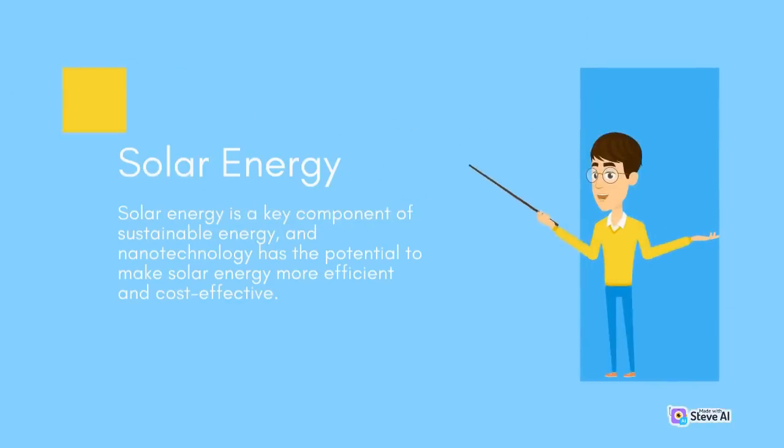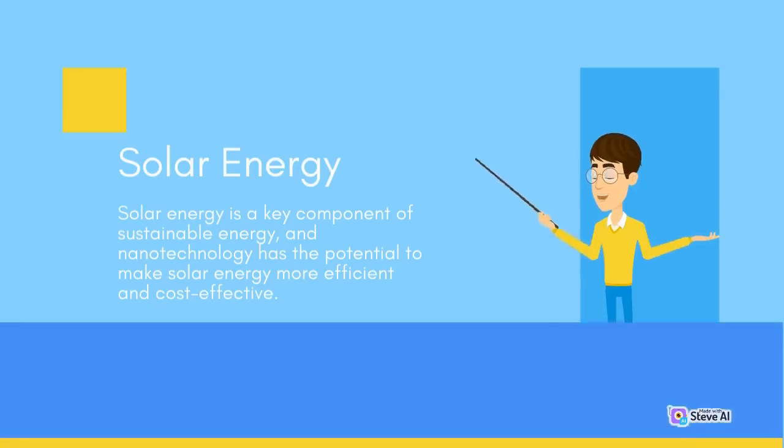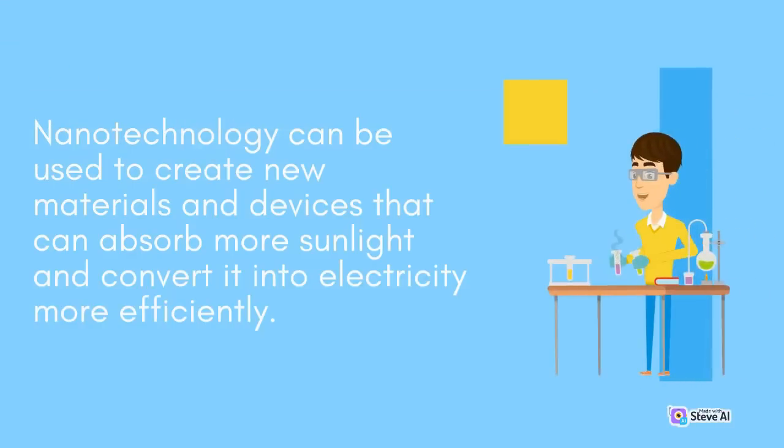Solar energy. Solar energy is a key component of sustainable energy, and nanotechnology has the potential to make solar energy more efficient and cost-effective. Nanotechnology can be used to create new materials and devices that can absorb more sunlight and convert it into electricity more efficiently.